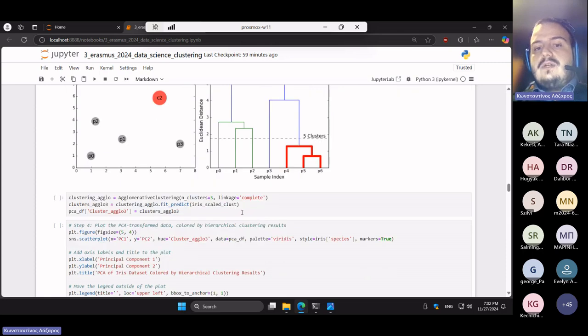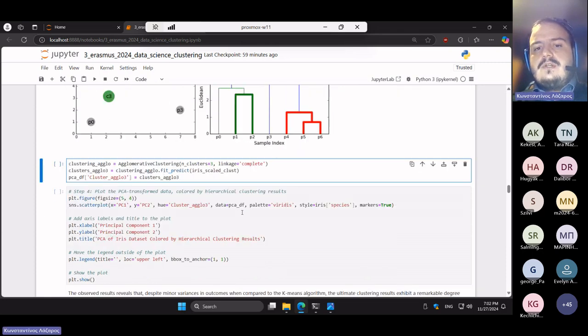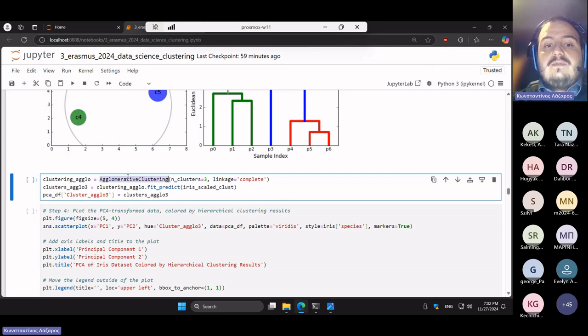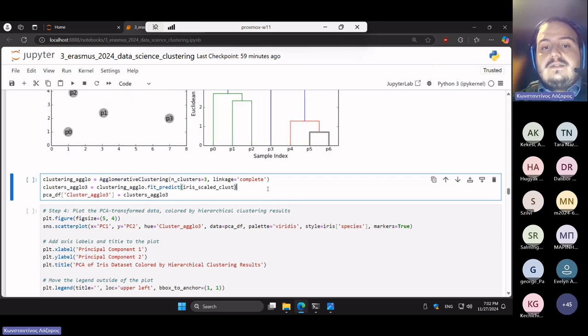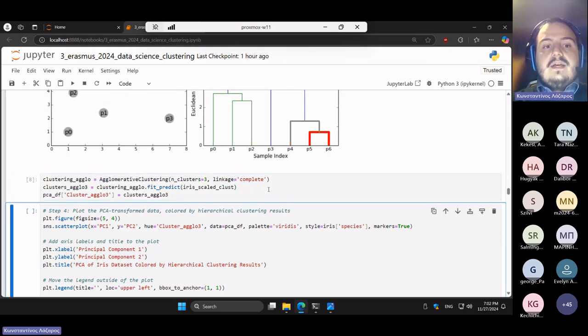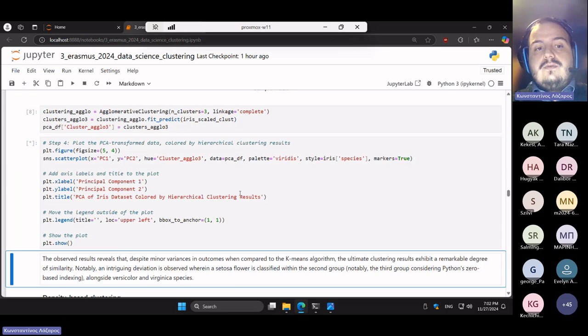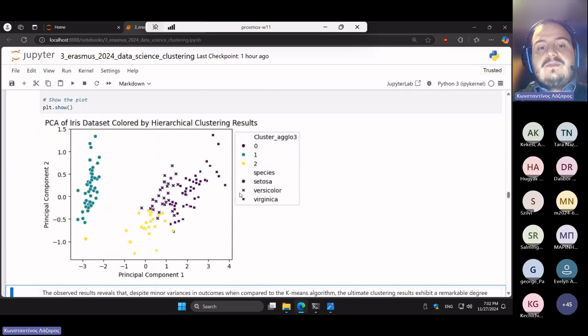So how do we actually run this particular algorithm? Well, it's pretty much the same as what you would have with k-means. You initiate the algorithm itself, and then again you use fit predict. Once you run this, you can also plot PCA again, but this time you can use the clusters that have been assigned by hierarchical clustering. So we can create something like this.